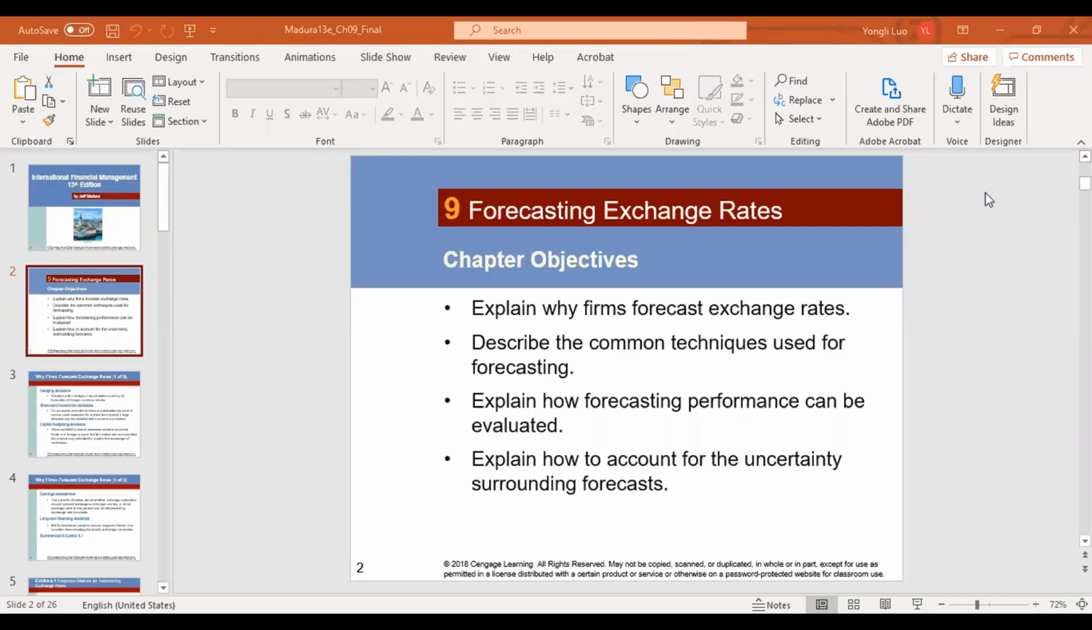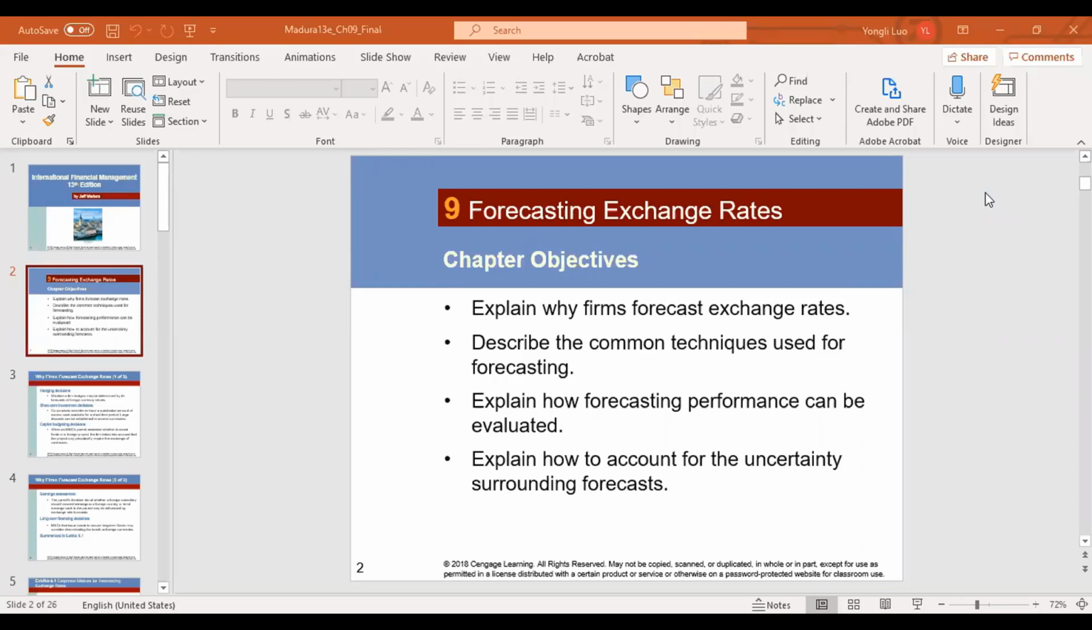Hello everyone, today we are going to learn Chapter 9, Forecasting Exchange Rates. The learning objectives include: 1. Explain why firms forecast exchange rates.